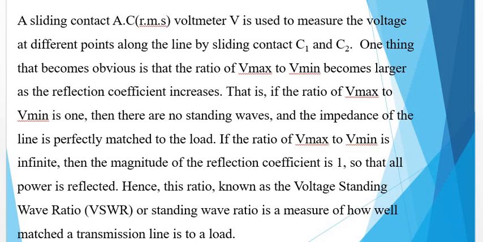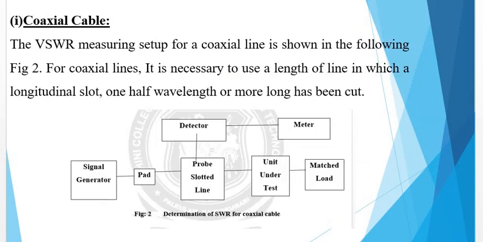One thing that becomes obvious is that the ratio of Vmax to Vmin becomes larger as the reflection coefficient increases. That is, if the ratio of Vmax to Vmin is 1, then there is no standing wave and the impedance of the line is perfectly matched to the load. If the ratio of Vmax to Vmin is infinite, then the magnitude of the reflection coefficient is 1, so that all the power is reflected. Hence, this ratio, known as the voltage standing wave ratio or the standing wave ratio, is a measure of how well matched a transmission line is to a load.